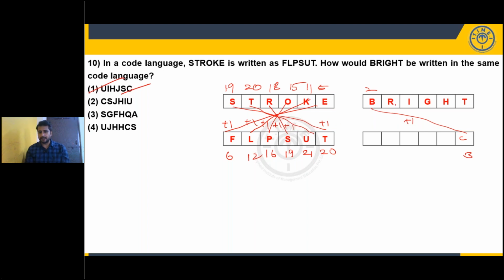Now apply the same logic. R is 18, +1, 19, which is S. I is 9 plus 1, sorry, 10, which is J. G plus 1, 7 plus 1, 8, which is H. H plus 1, H is 8 plus 1, 9, I. T is 20, 20 plus 1, 21, which is U. So JSC. Perfectly matching with the first option. Once you get the basic idea, answering these questions is very easy. Choice 1.